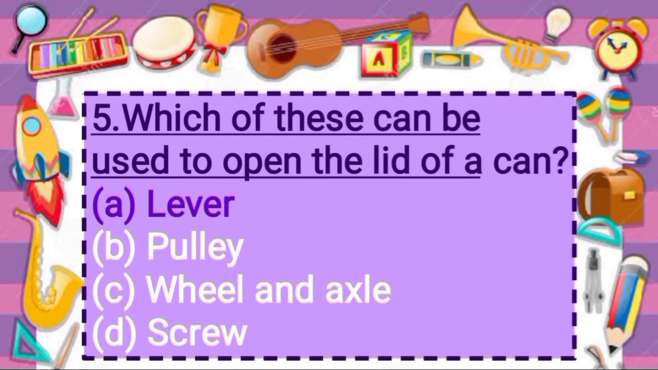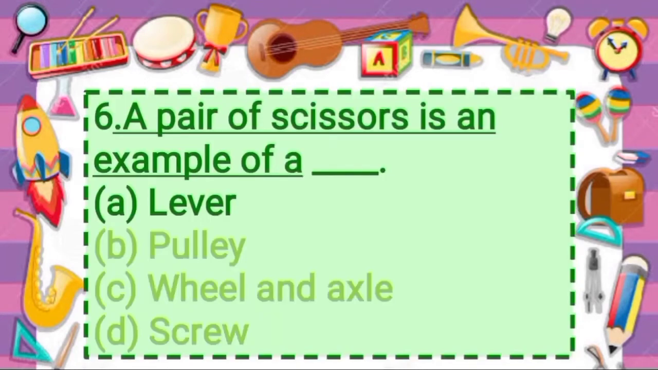So as you know, a lever is a simple machine that is made up of a rod resting at a point around which it turns. Even it is used to lift or move heavy weights. So we can say that a lever can be used to open the lid of a can.